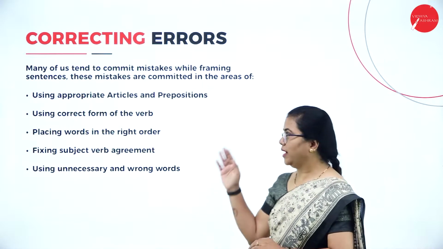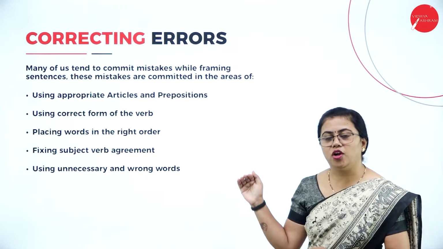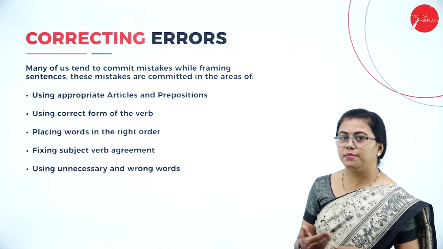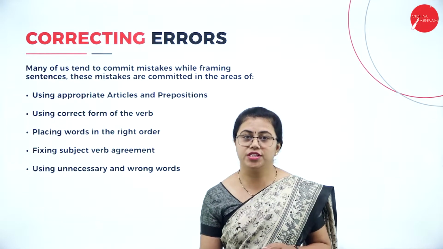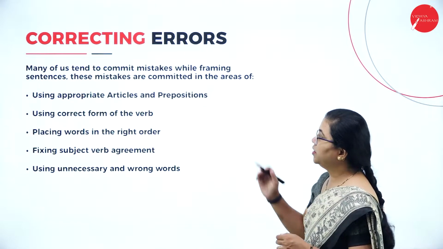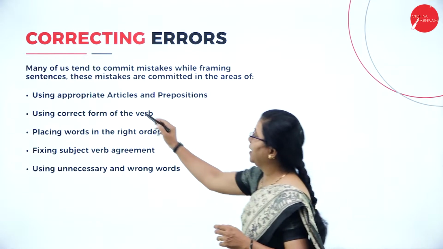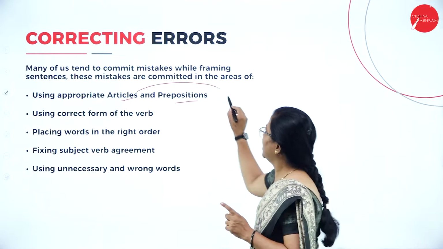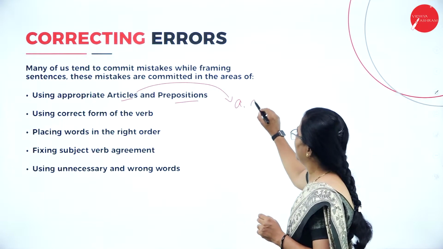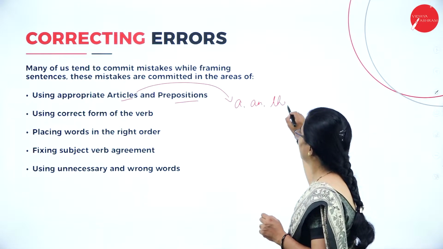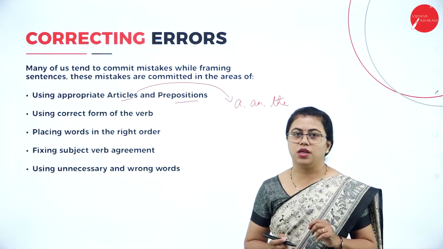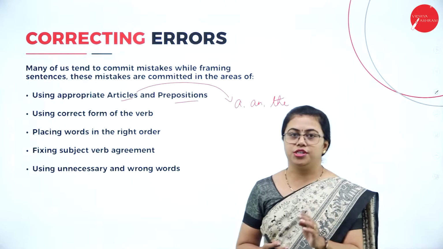So there are places wherein very commonly many of them make mistakes. Most of us commit mistakes in these parts. Which are those? We don't use appropriate articles or prepositions. Articles, you know, right? Articles are definite and indefinite: a, an, and the. These are the words that are used to introduce nouns. Usually they are used for singular nouns.